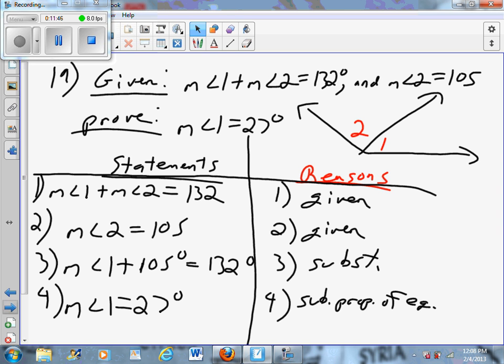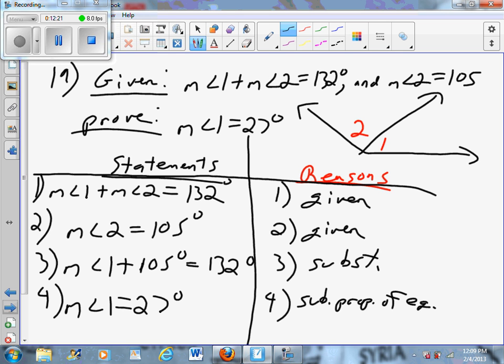So, angle 1 plus angle 2 is 132 degrees. What is my justification for making statement number 1? It's given. Statement 2: the measure of angle 2 is 105 degrees. I should probably put these degree symbols up here. Now, I could have actually compressed step 1 and step 2 into one statement, just putting a comma after 132 degrees and then stating the measure of angle 2 is 105 degrees. I broke it up into 2 steps. We'll talk about this more as we go on.